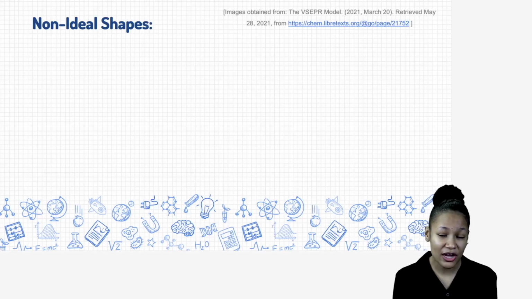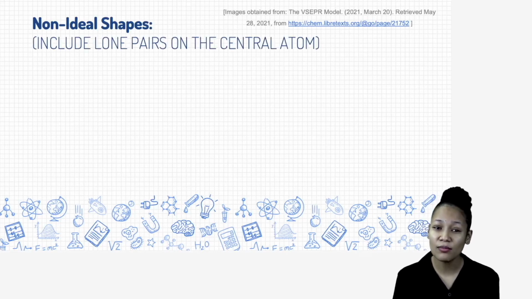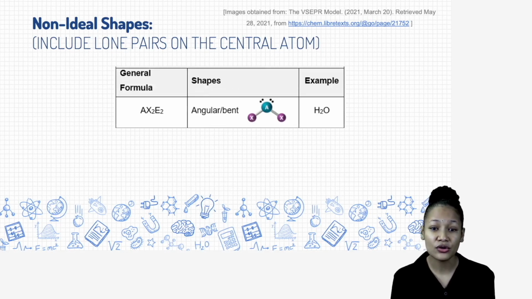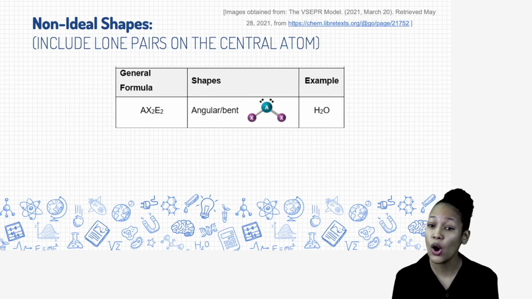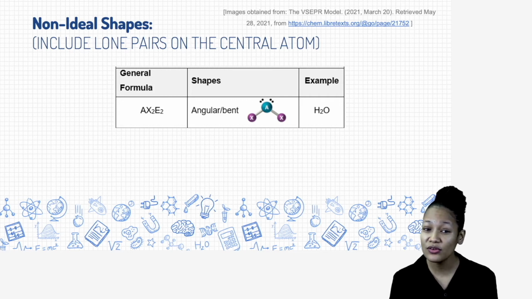The other type of shapes that we will deal with are the non-ideal shapes, and you will find that these molecules do have lone pairs on the central atom. These include the angular shape. You can also refer to it as bent. This is AX2E2, and now notice the presence of the E, which stands for the lone pairs. This is AX2E2 because in any bent or angular molecule, you will find that on the central atom there are two lone pairs of electrons.